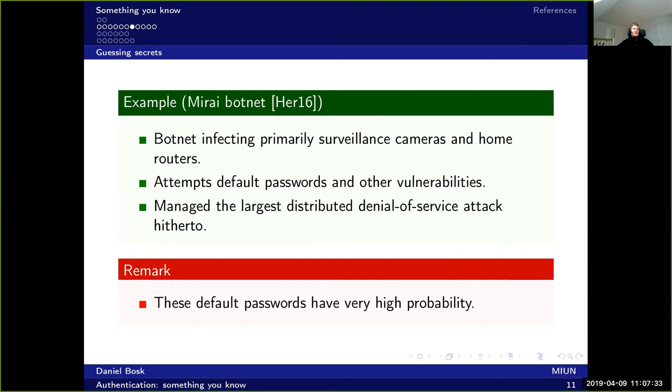And then this botnet made the largest distributed denial of service attack up until that time. And by that I mean that all these devices in the botnet tried to send data to a certain address or server at the same time, and thus overloaded that system. Now, since these are default passwords and people have a tendency to not change them, they have a very high probability of being the correct password. So that's a good guess to use.